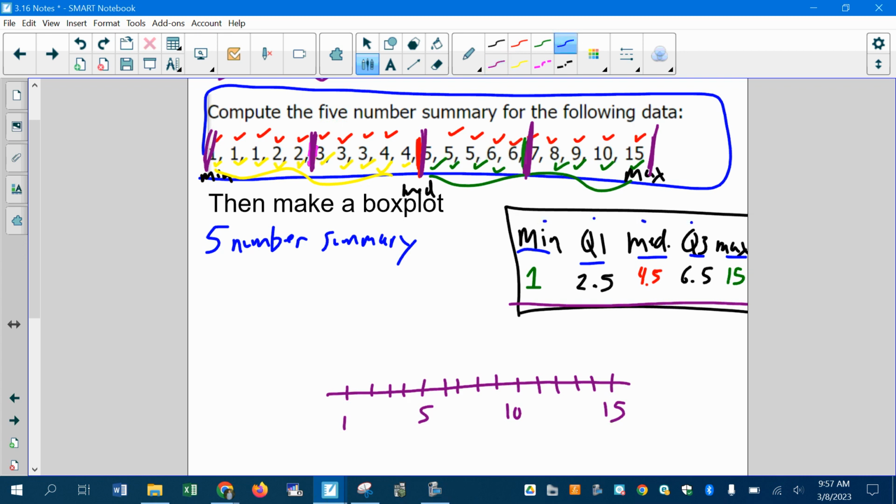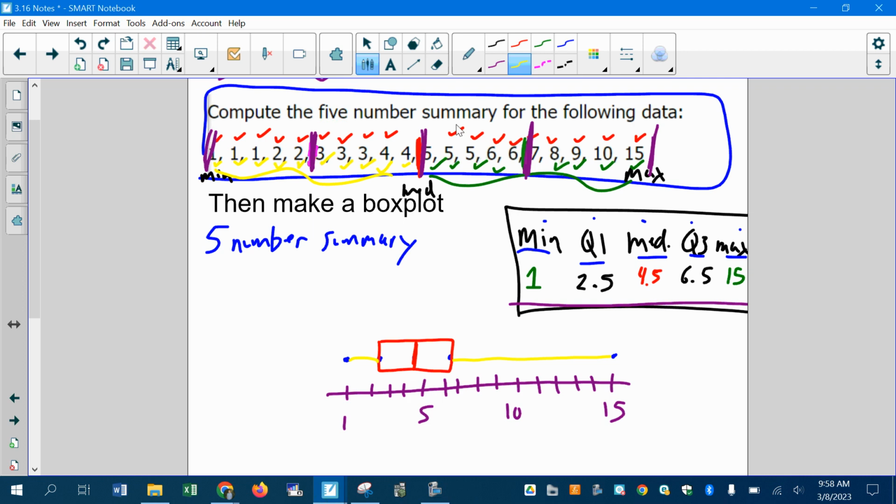I'm going to take the 5 numbers and put a dot at each one. So I'm going to put a dot at 1, a dot at 2.5, a dot at 4.5, a dot at 6.5, and a dot at 15. Next, I'm going to make a box between the Q1, I'm sorry, I'll do a different color. Between the Q1 and the Q3, I'm going to make this box. I'm going to draw a line where the median is. And then I'm going to draw the little whiskers on it. And that's a box plot.